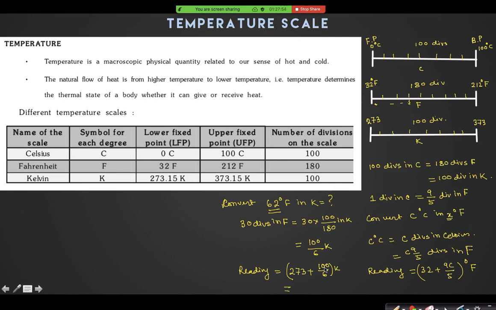So that is equal to 16.6, so the answer is 289.6 Kelvin.